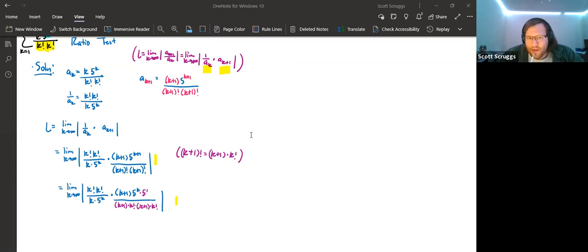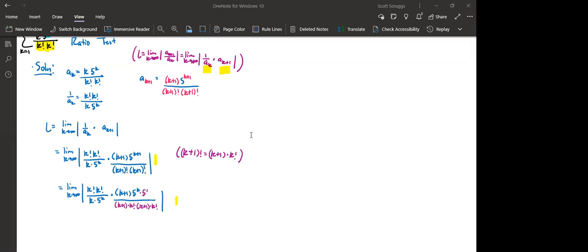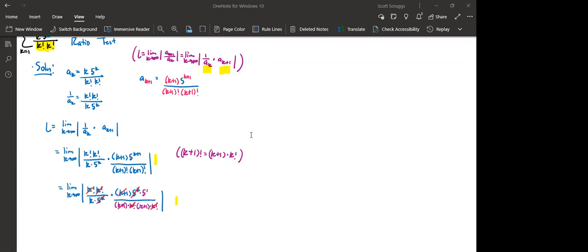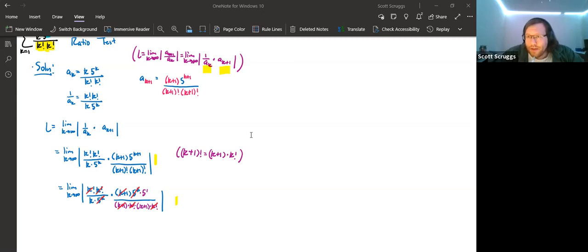In particular, can I do some cancellation? Yes, you can cancel out both your k factorials and your 5 to the k, and also one of your k plus 1s. And that's our end game. Usually when I'm rewriting, I want to try to cross cancel terms right from the get-go.